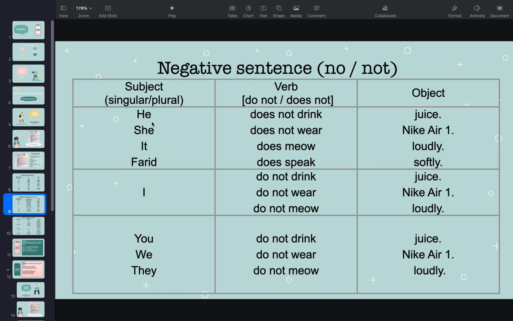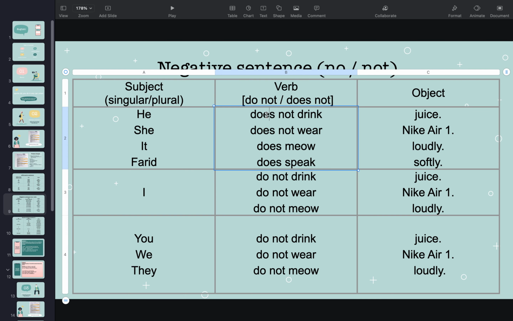Contoh, for example, dia tak minum jus. He does not drink juice. Dia tak minum jus. So, does not drink. Does not. He does not. Okay, if you say he not drink juice, then your sentence is wrong. Okay, salah. Sebab kita tak tahu he ni nama orang ke. So tak boleh. Tak letak does, mesti letak does.